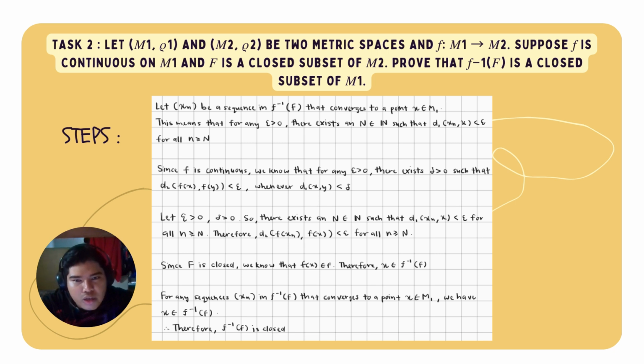So since F is closed, we know that f(s) is an element of F. Therefore, s is an element of f inverse of F. For any sequence s_n in f inverse of F that converges to a point s element of M1, we have s element of f inverse of F. Therefore, f inverse of F is a closed subset of M1.